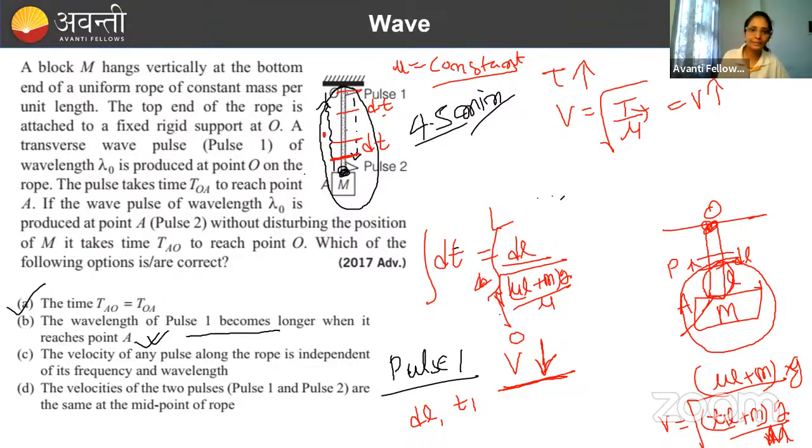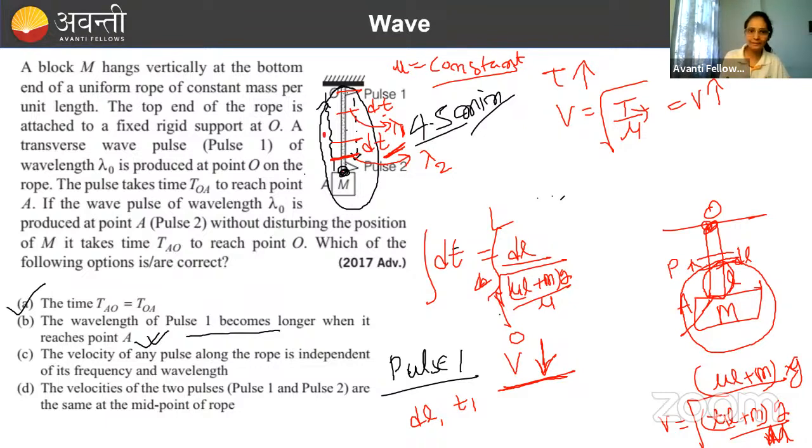Suppose kar lo, is dt time mein usne ek wavelength ka distance cover kiya. Aur is dt time mein bhi usne ek wavelength ka distance cover kiya. What will be the relation of these two wavelengths? Will they be equal? No. Will lambda 2 be what? Timing is same now. Just to make the understanding clear, I have kept the timing constant.